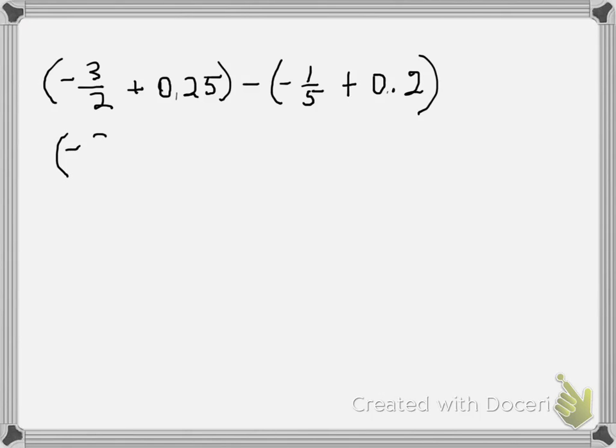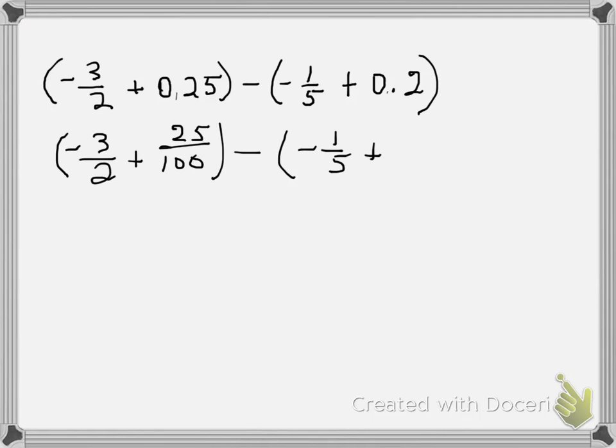So we'll have -3/2 plus, that is 0.25 or 25 hundredths. Two decimal places, two zeros. And then minus, I have -1/5 plus 0.2, 2/10.